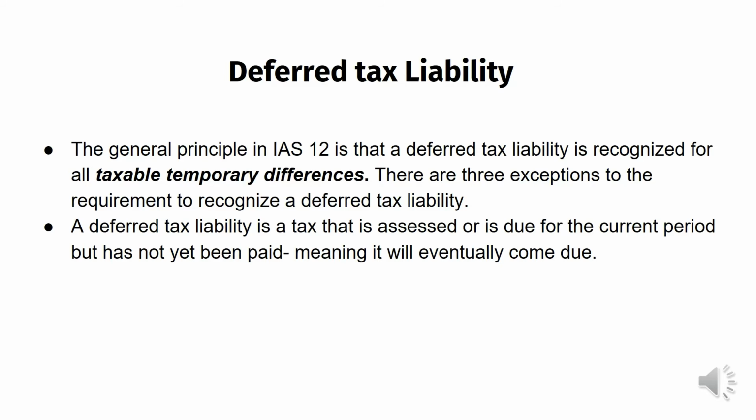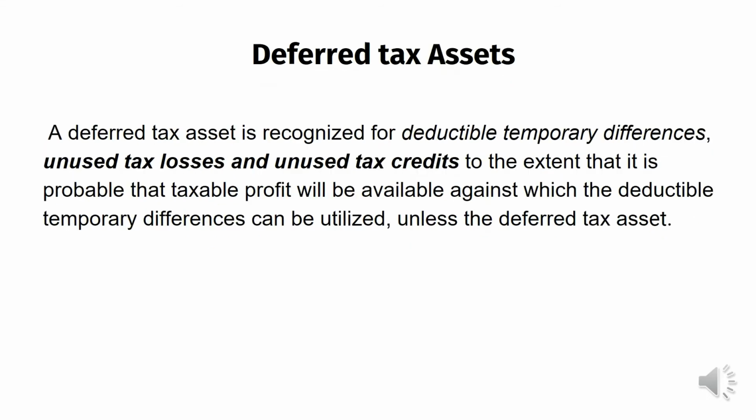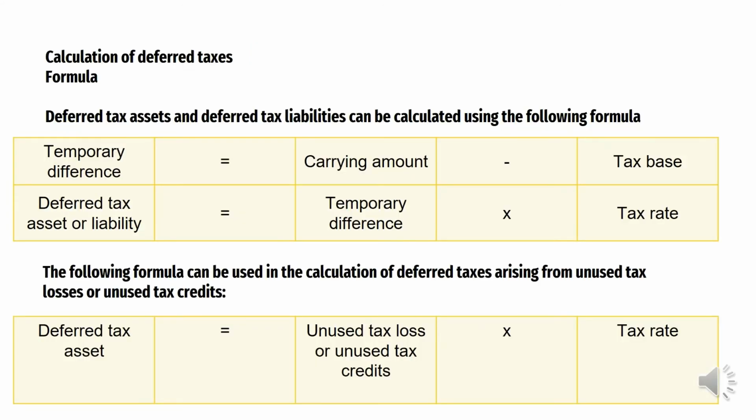Deferred tax liability is a non-current liability. It's not a current liability, so you must be able to distinguish between tax payable and deferred tax liability, or income tax payable. Deferred tax assets is the amount of income taxes recoverable in future periods as a result of deductible temporary differences, unused tax losses carried forward, and unused tax credits carried forward. These are the amounts of income taxes that can be recovered in future periods. Here are the formulas for calculation of deferred taxes.